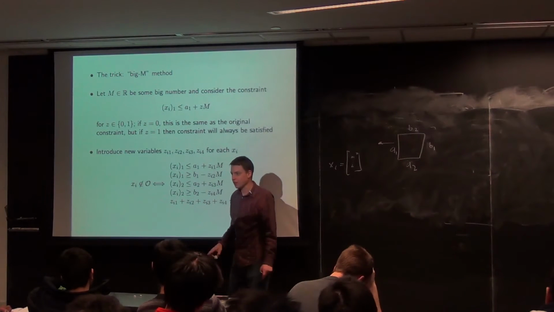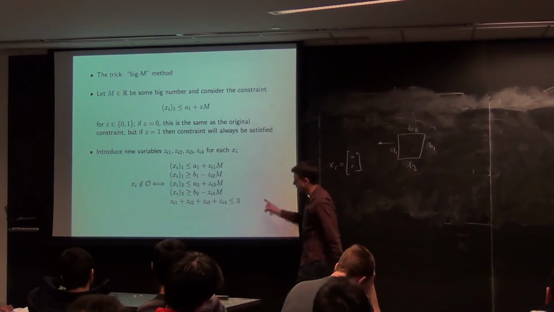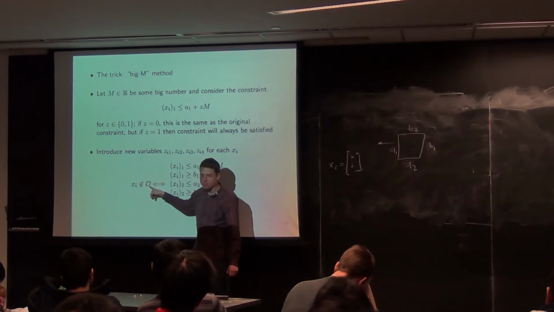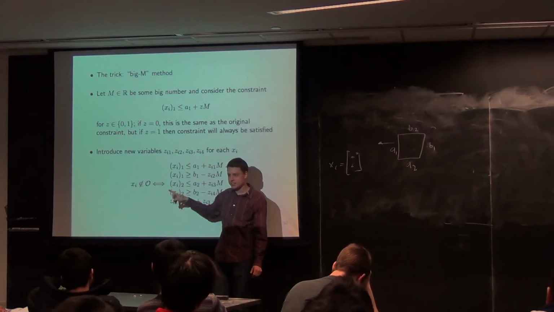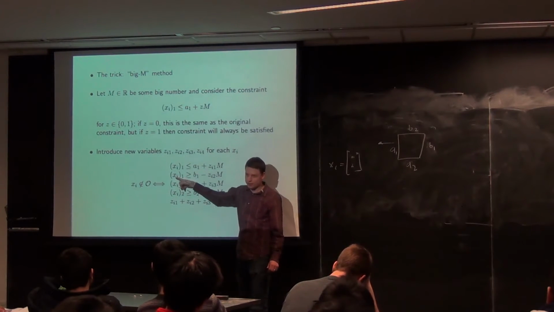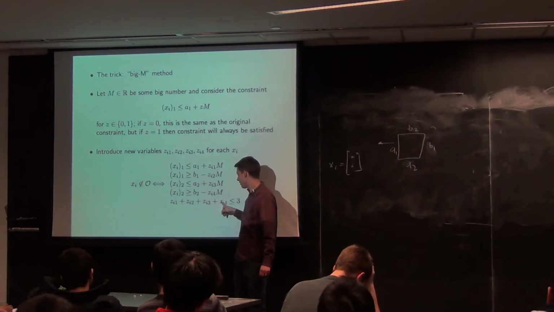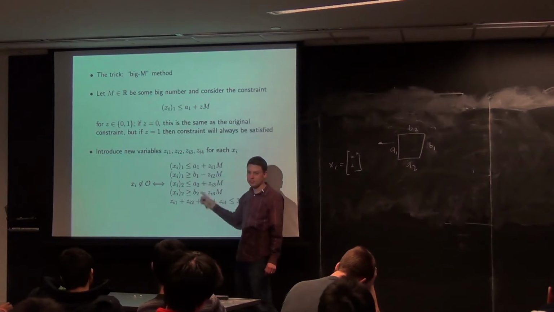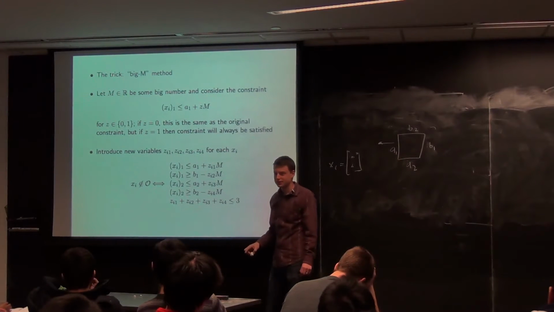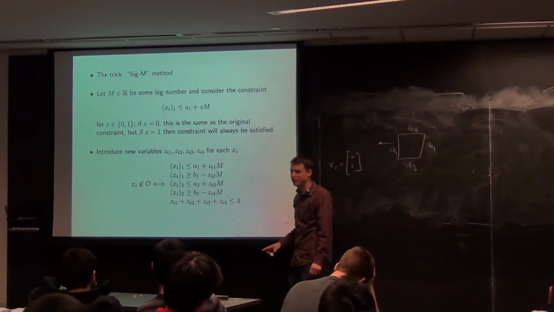And now is the clever part. If we have this, then the set of all points that are not in the obstacle is the same as the set of all points that obey this, with the sum of these z variables being less than 3. Do people see why that's true?